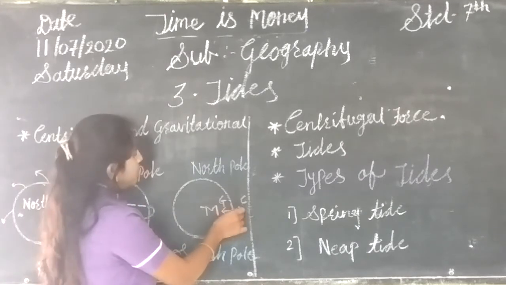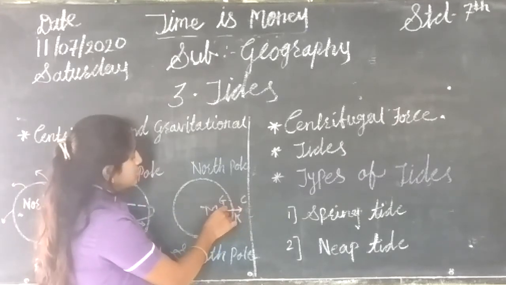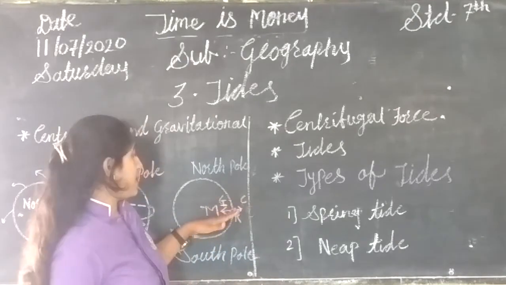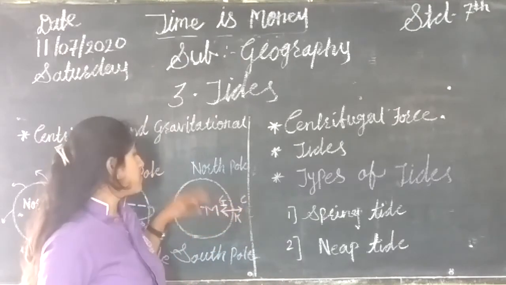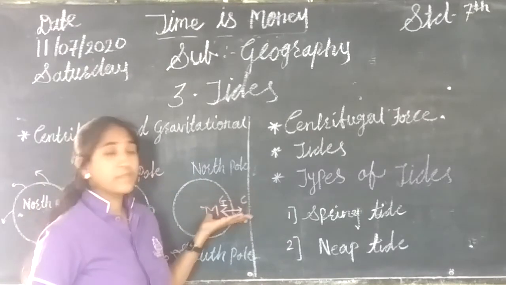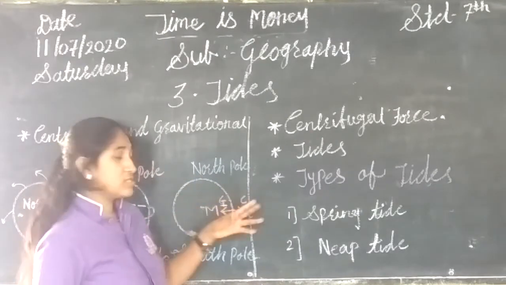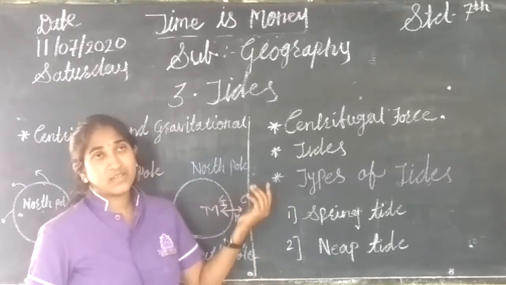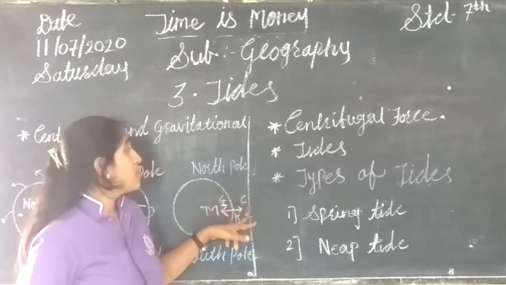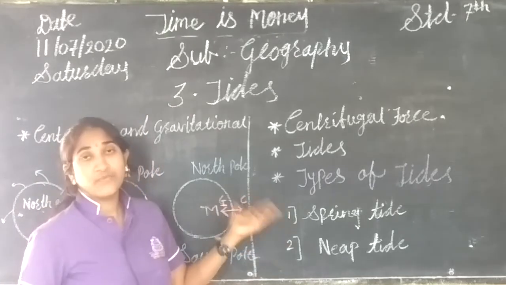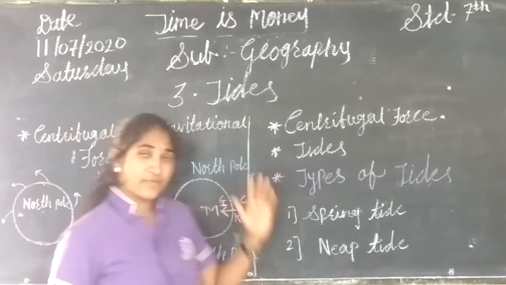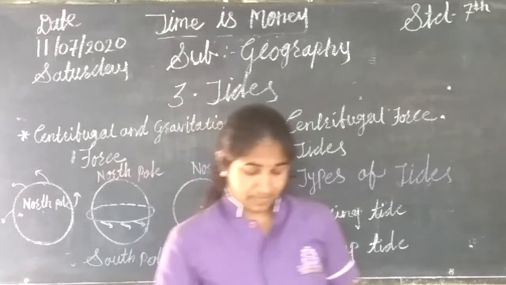The force towards the center is called the gravitational force, and the other force is applied from the center. See, the gravitational force works towards the center. That means it attracts to the center, and the centrifugal force works totally opposite to the gravitational force. That means it goes away from the center.